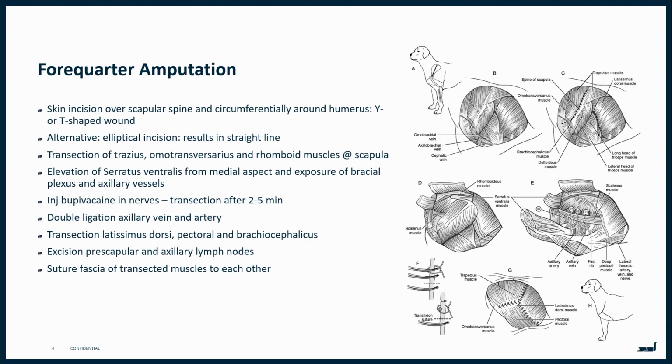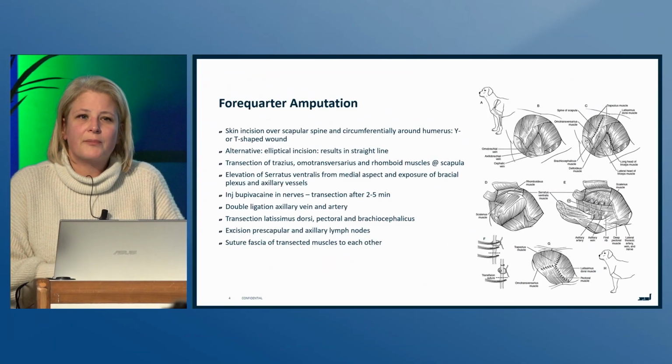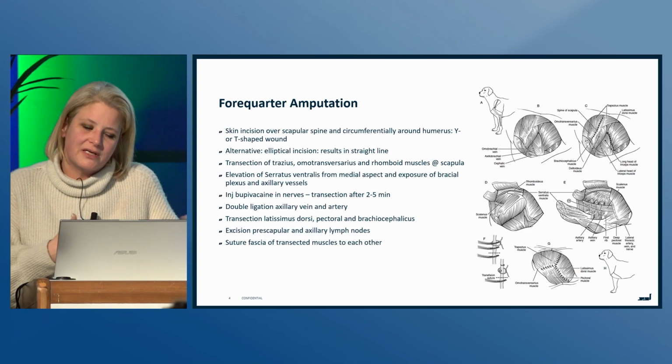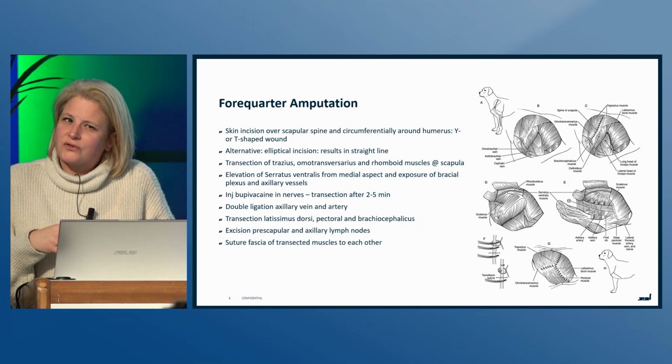Once you have the limb off, you have pretty easy access to the axillary lymph nodes and the prescapular lymph nodes. If they are there and you see them, please take them out. We do know that soft tissue sarcomas do not regularly metastasize through lymphatic routes, but it's always best to take them out if you can, just to have them checked. If you have other tumors like a mast cell tumor, we do want to take them out if we know that they are the sentinel lymph nodes.